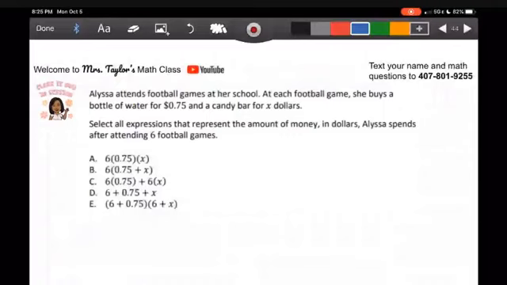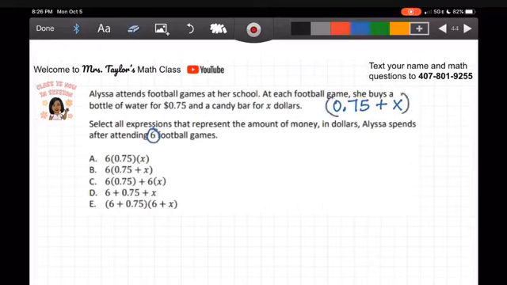So Alyssa attends football games at her school. At each game, she buys the same stuff every time. She's going to spend 75 cents on water and X amount of dollars on a candy bar. So we know the total price is going to be 0.75 plus the price of the candy bar. Okay? But then they say that Alyssa spends, how many games she attends? 6 football games. She spends after attending 6 football games. So she's going to do this 6 times. So after we get a total, we need to multiply this times 6.